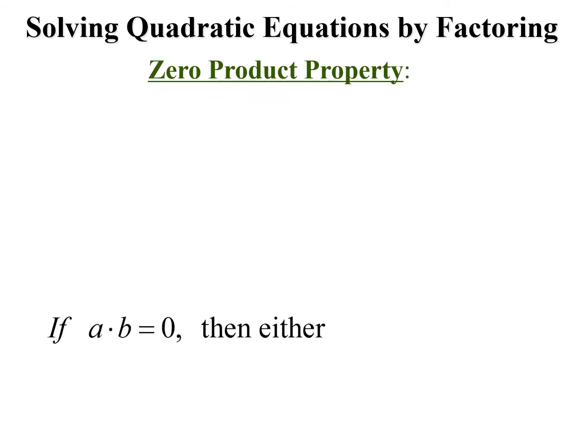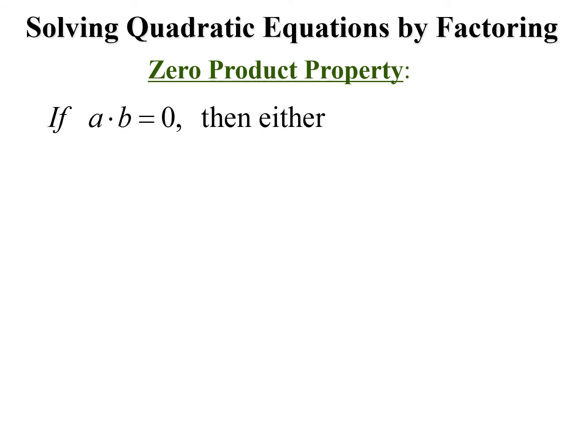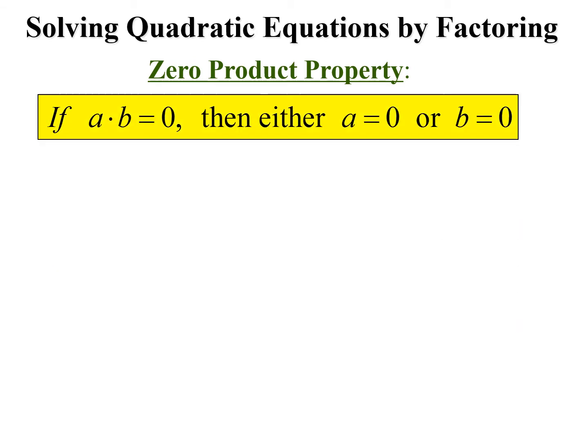So the zero product property says that if A times B is equal to 0, so two numbers multiplied together equal 0, then either A has to equal 0 or B has to equal 0. So the concept here is if I can get a product equal to 0, it has to be 0 times b equals 0 or a times 0 equals 0 in order for it to be true.